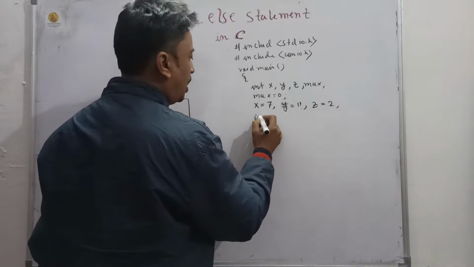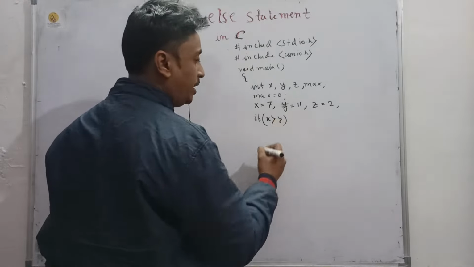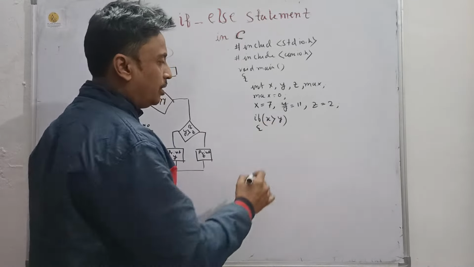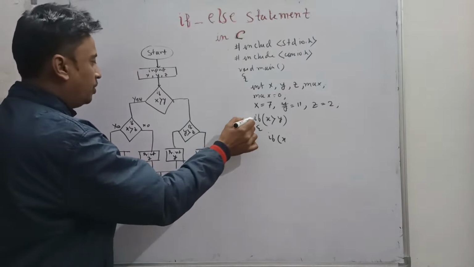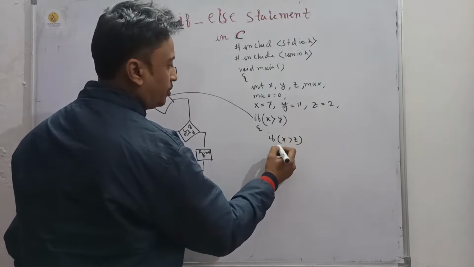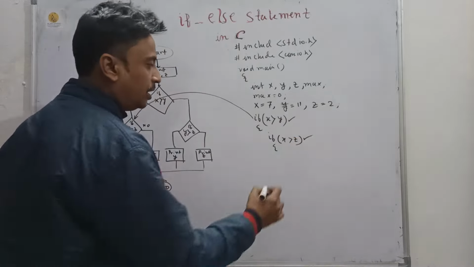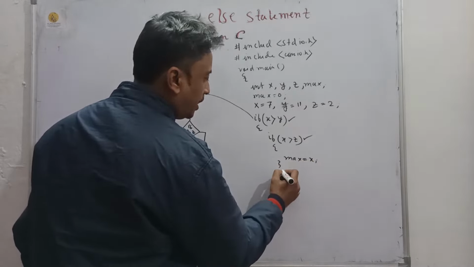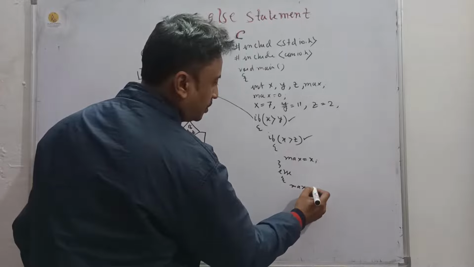Okay, now I compare x with y as per our flowchart. If x is greater than y, then we should compare x with z also. So first we compare x with y, then we compare x with z also. If x is greater than y and x is greater than z both, then max equals x. Else, max equals z.